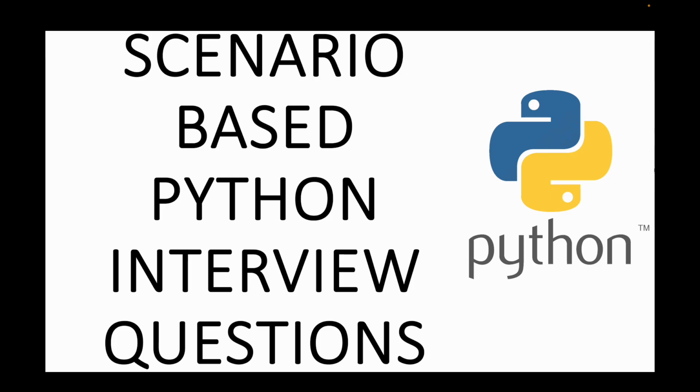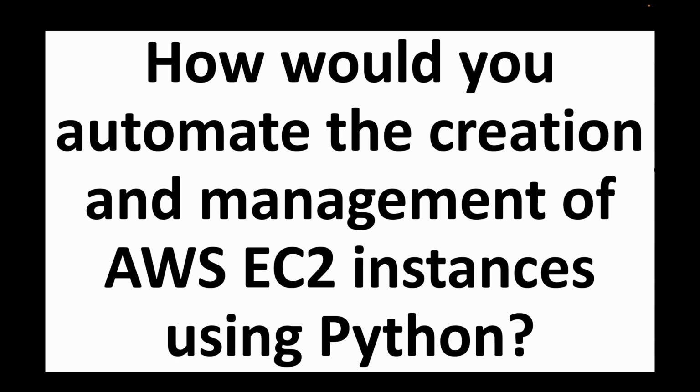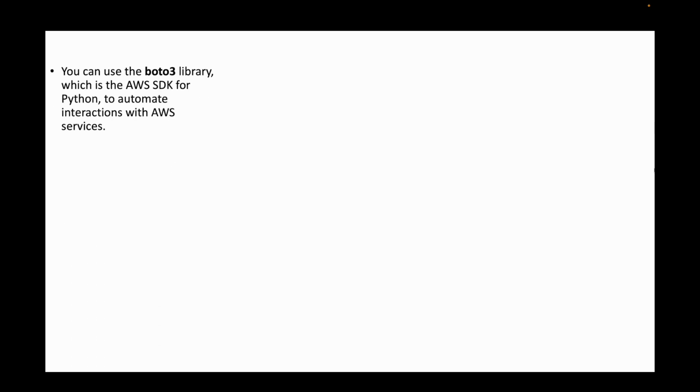So let's get started with this. The first question I have is, how would you automate the creation and management of Amazon EC2 instances using Python? So for this, we will be making use of the Boto3 library, which is available for Python. So this is simply an AWS SDK, which we can use to create resources using Python. So we can use this to automate the interactions with various AWS services.